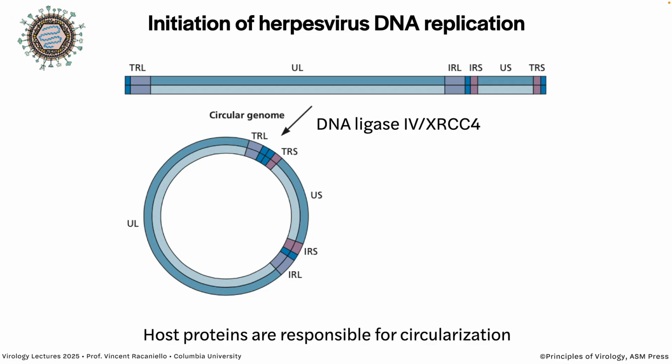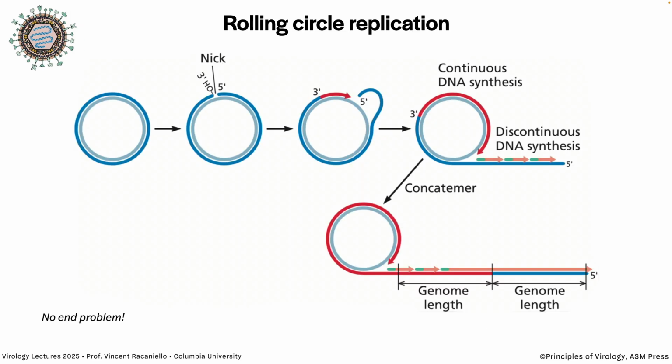There's a cellular ligase that converts it to a circle. So the linear DNA is converted to a circle. So host proteins are responsible for circularization. And this is rolling circle replication. One year, one of the students in this class likened it to toilet paper, right? Just pulling toilet paper off of a roll. The roll keeps turning, and each sheet could be a genome, right? Think of it that way.